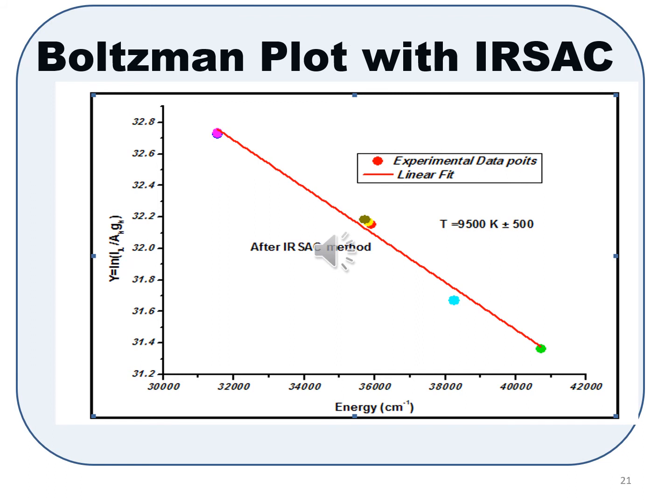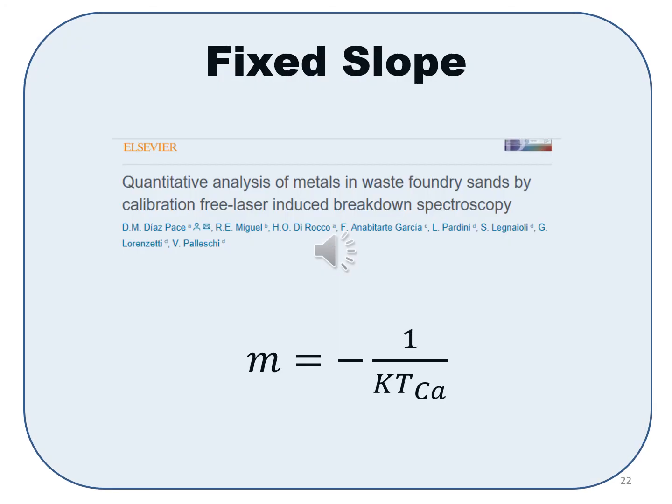Now here you can see the Boltzmann plot when I use the IRSAC method, and you can see it's a very clear straight line, and we have found the temperature, which is 9500 Kelvin. Now here I use the fixed slope method, so the temperature which I found by using the calcium lines, I can use for other lines as well, because they are also part of the same sample and same plasma.